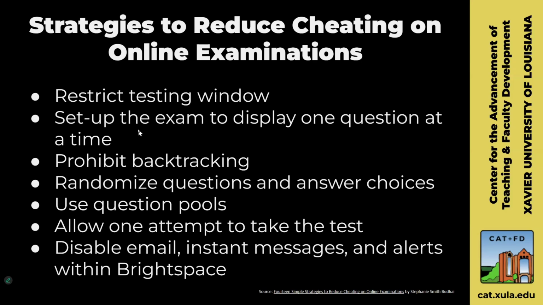As you saw in my example, all of those questions were on one page, which made it a little bit easier for the AI to go through. Prohibit backtracking, so students answer a question and then they can't go back. Randomize the questions and the answer choices. Utilize question pools so that not all the students get the same questions. Maybe if you had a pool of, say, 100 questions and everybody was supposed to get 20 of those, then no two students would likely get the same 20 questions.